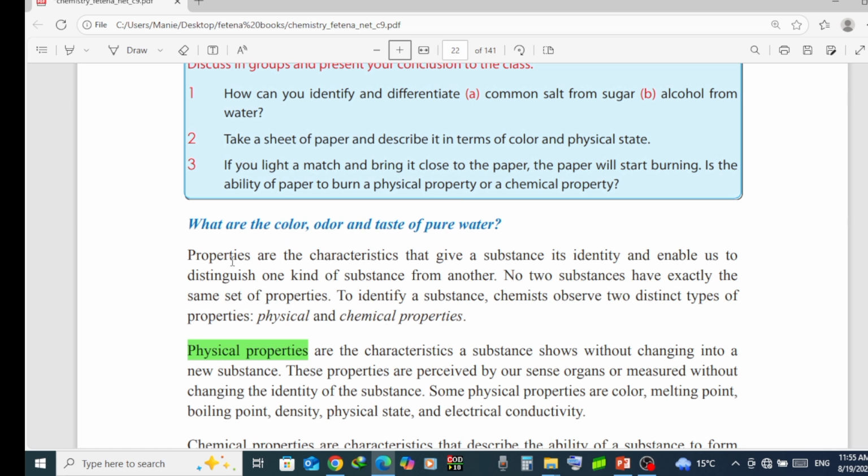So, properties are the characteristics that give a substance its identity and enable us to distinguish one kind of substance from the other. Previously, we have seen the difference between salt and sugar, alcohol from water. So these are the concepts that we are going to use to differentiate using physical and chemical properties. So what's the physical property? It's defined here. They are characteristics a substance shows without changing into a new substance.